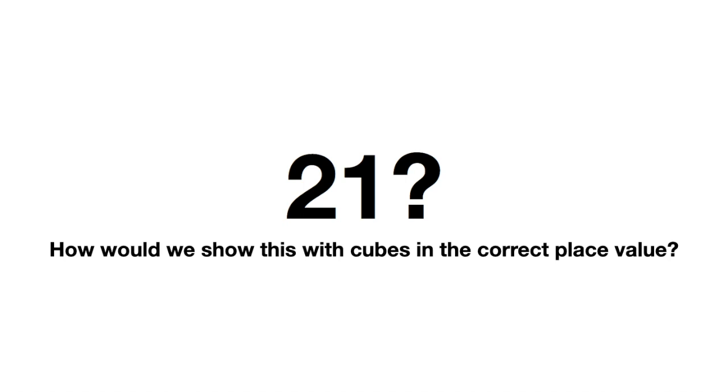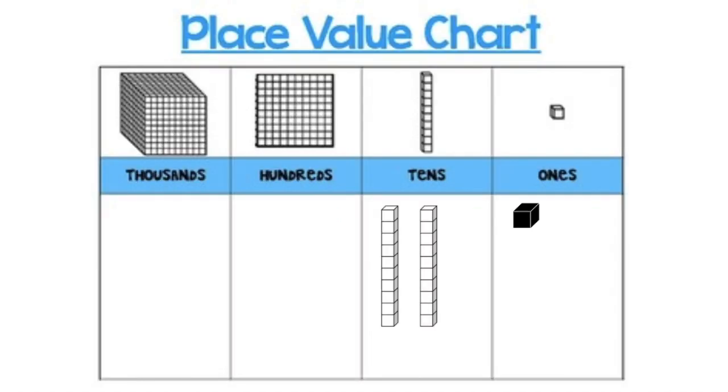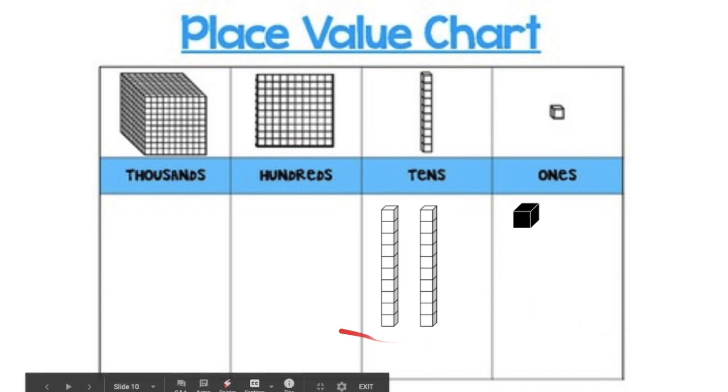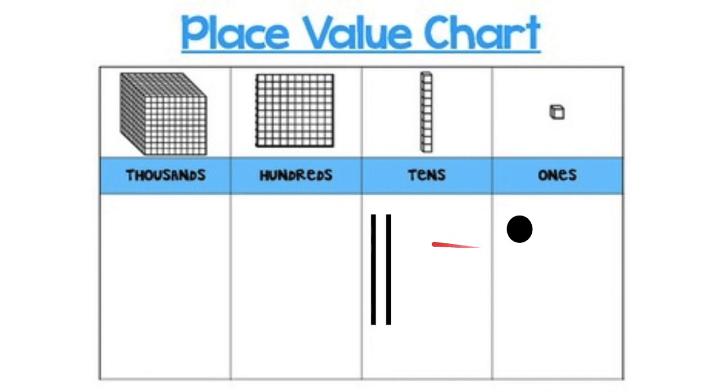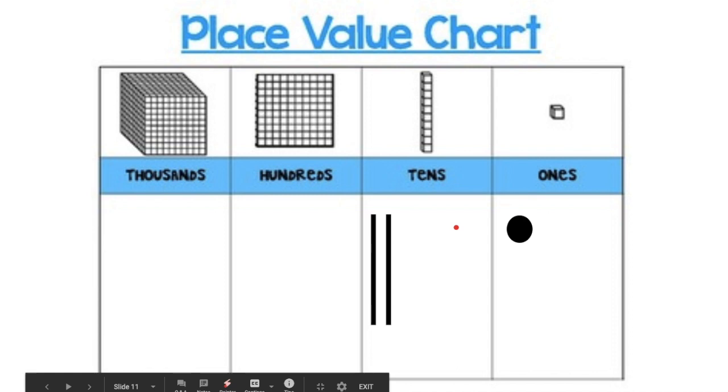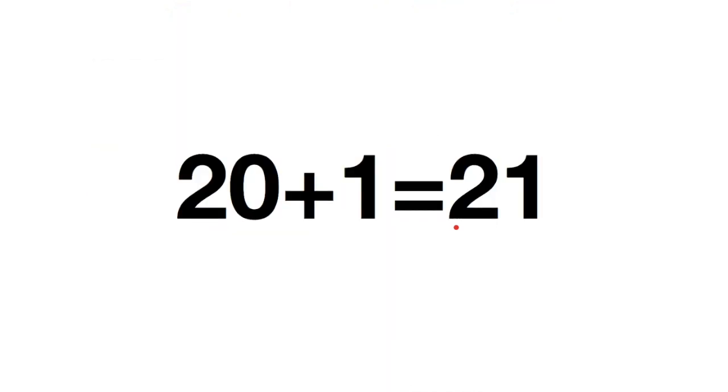21. How would we show this with cubes in the correct place value? Let's take a look. As you guys can see here, I have my 10 frames. So this is 2 tens and 1 one. So 20 and 1 is 21. That's just another way to write it. 20 plus 1 equals 21.